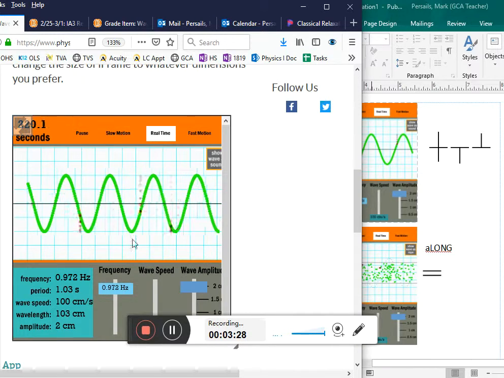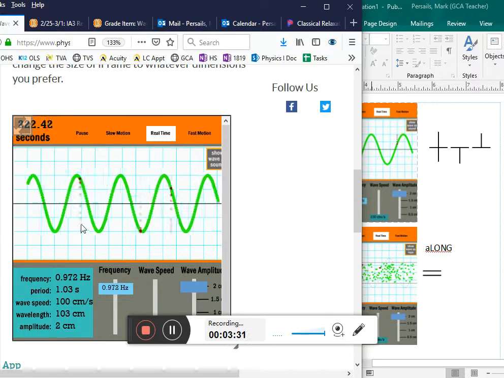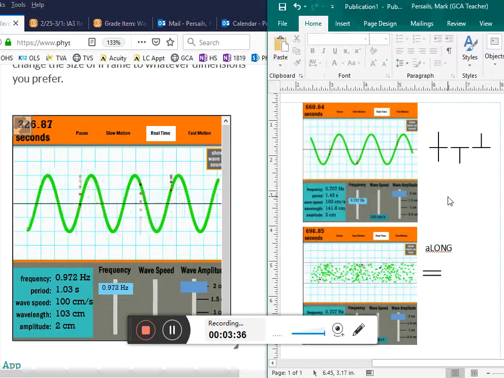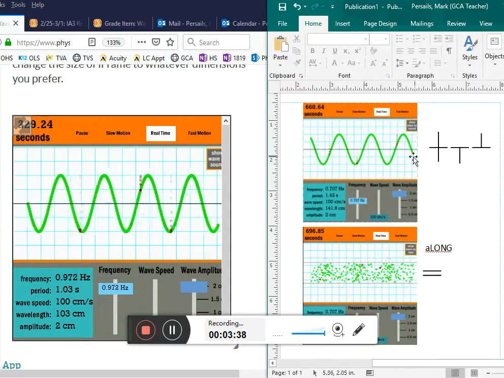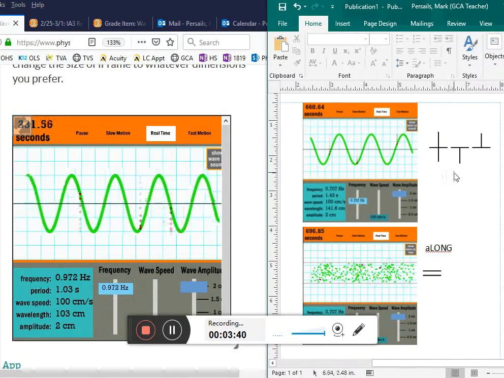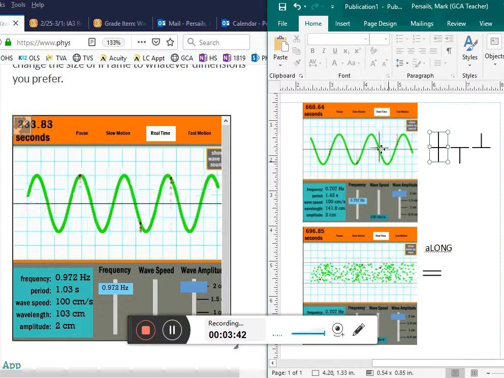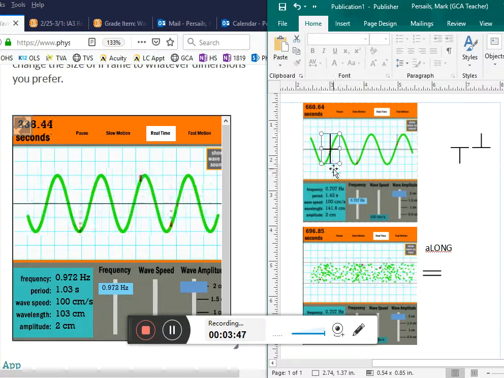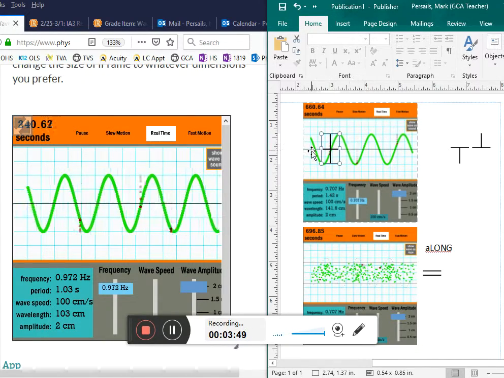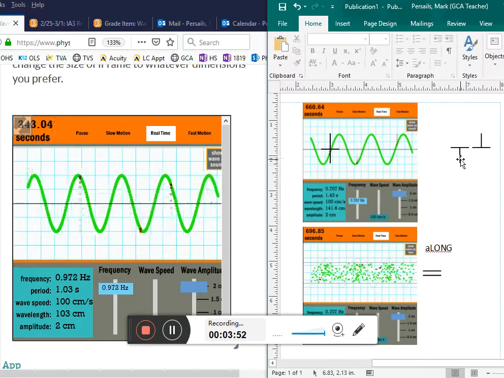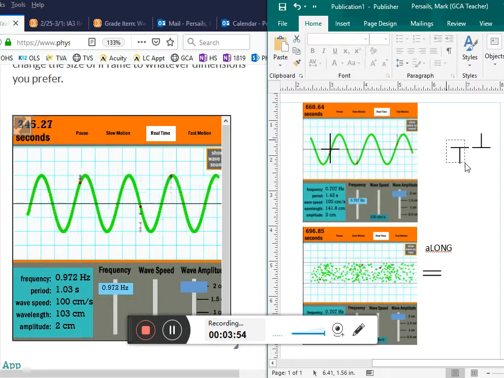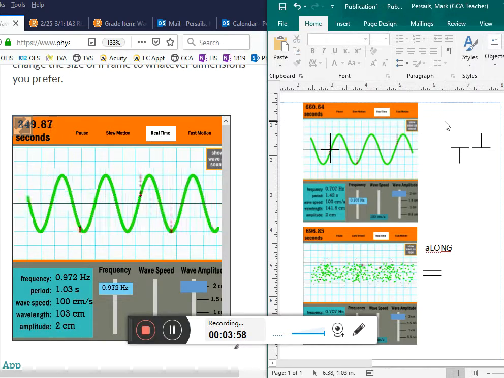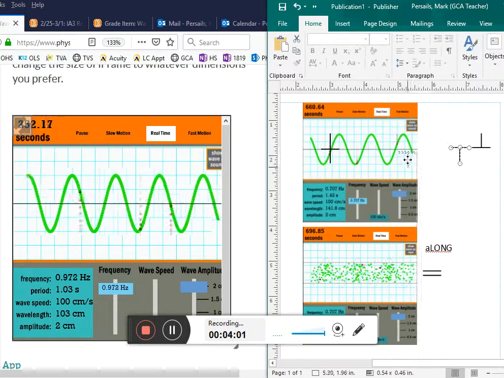So this is a transverse wave. You see this particle moving up and down here, right? Well, go over here to my publisher document and let me just superimpose this. So that particle's moving up and down. It's right, left for the equilibrium, right? Well, oops. Let me grab all of this. I'm trying to be clever here.